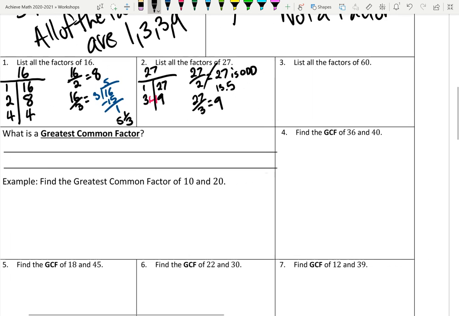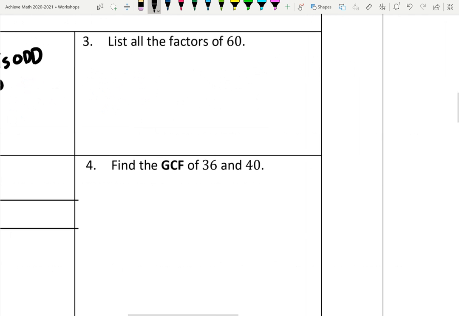Now the factors of 60. Again, I draw my T-chart and write 1 and 60. Let's look at the numbers. Well, does 2 go into 60? Yeah. 2 times what is 60? 30. 3 times what is 60? 20.